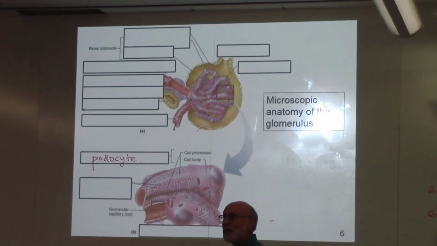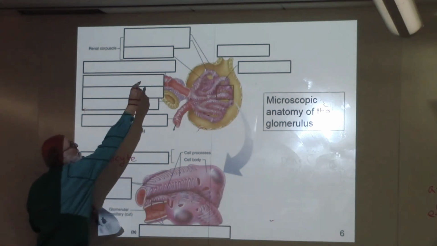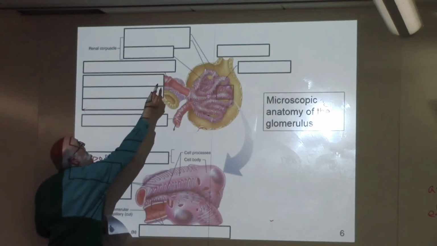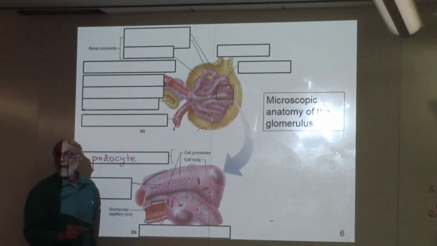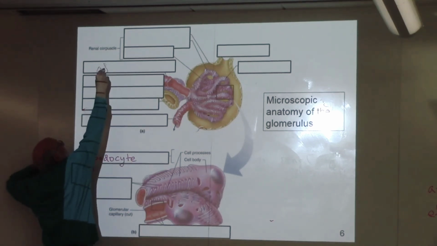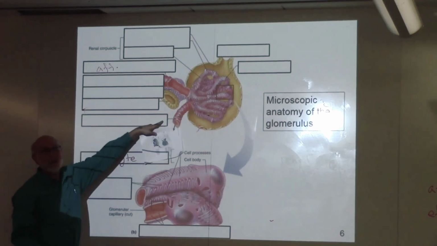Some of these you know. You can figure these out. So here is blood coming in because here is blood coming out. What is the name of this? It's an afferent. That is the afferent arteriole. Okay? So what's this one?